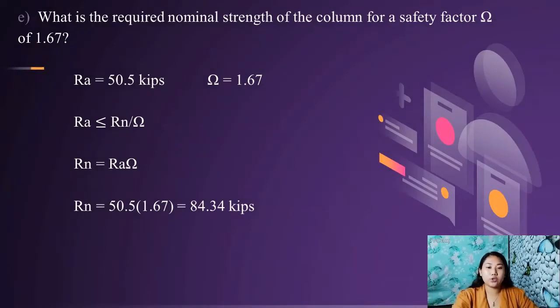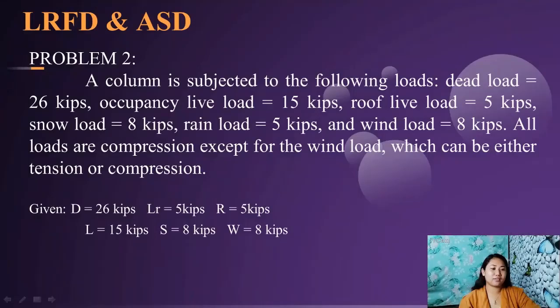Letter E. What is the required nominal strength of the column for a safety factor of 1.67? Our required strength is 50.5 kilopascal, and the safety factor is 1.67. The formula is already given, so we must equate to get the nominal strength. We just substitute the given values, then the answer is 84.34 kilopascal.